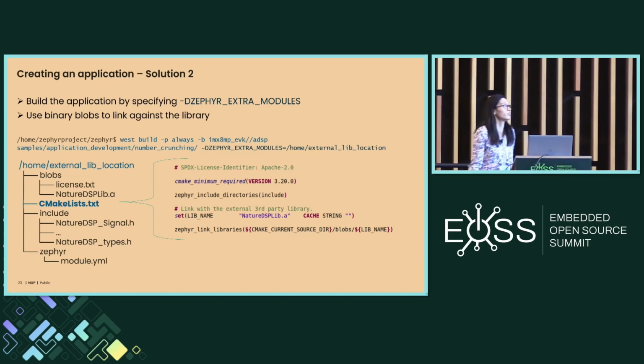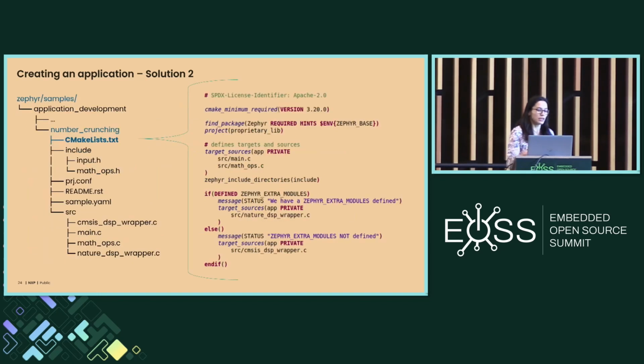Let's see what changes. So in the CMake list file, do you observe something? Not much, I'm telling you. So we just include directory, and we link with our external library, which right now actually is a blob. It's called a blob, but it's still that library. Now, on the application side, we are checking for the Zephyr extra module variable. If it's defined, okay, we're selecting the nature DSP backend. Otherwise, the CMSIS DSP will be used.